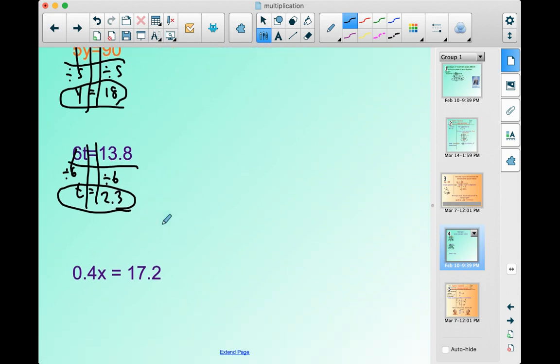All right, last one here. Got 0.4x equals 17.2. Again, I do train tracks. Both numbers are decimals in this case, doesn't change anything. It's 0.4 times x. I undo multiplication with division, so I divide by the 0.4.